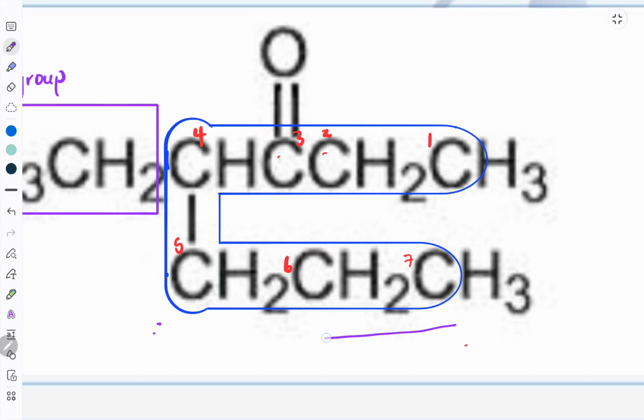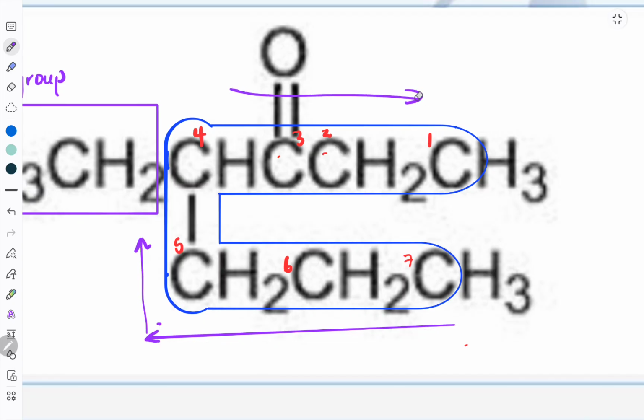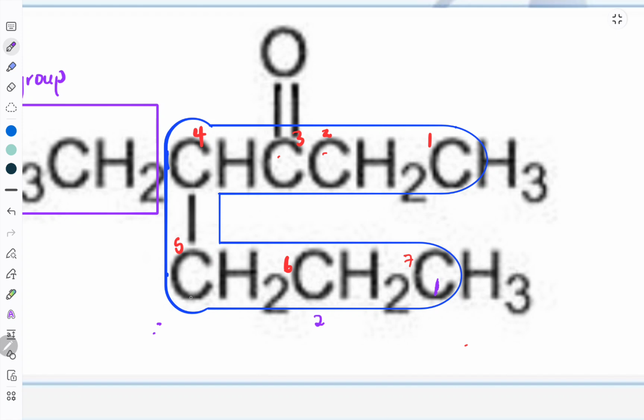Oh, we are starting from the bottom, sorry, and then we go up, and then we go that direction again. Okay, so let's see what happens. We will number from here: 1, 2, 3, 4, 5, 6, and 7.